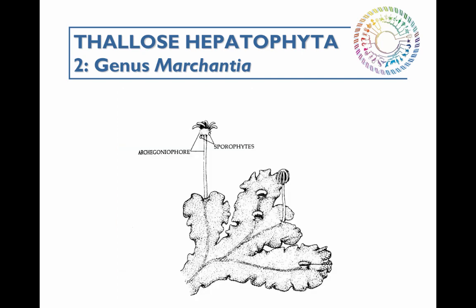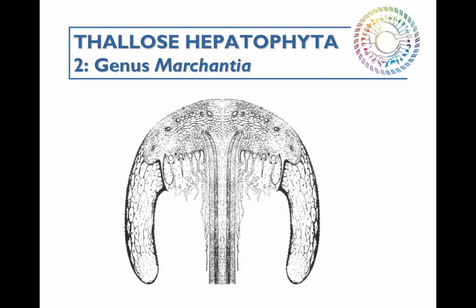Again, here we have a diagram showing that. So there we have an archegoniophore born on a long stalk from the upper surface of the thallus hepatophyte. And here's a longitudinal section. We can see that we have a series of downward projecting fingers or arms. And here we have structures which I hope you're now able to recognize as archegonia.